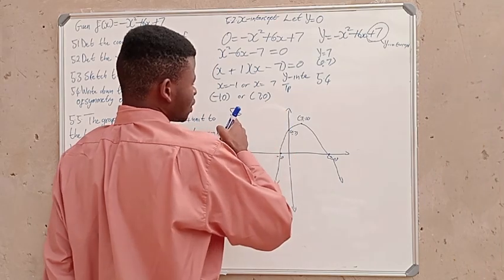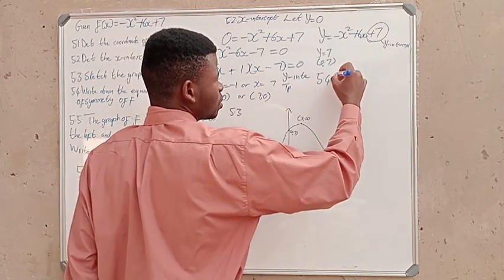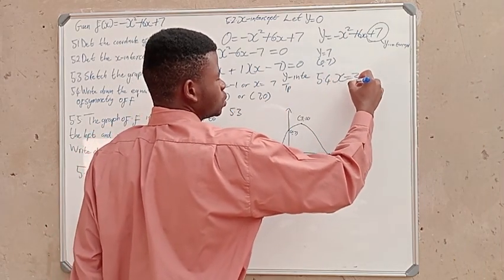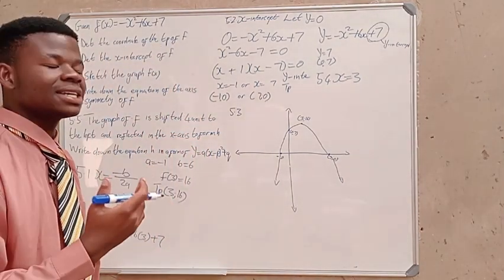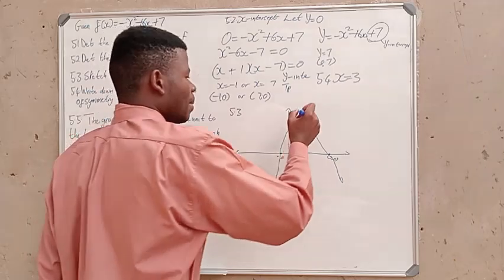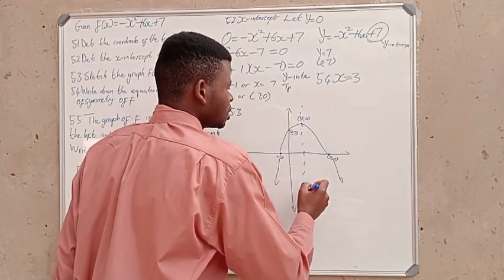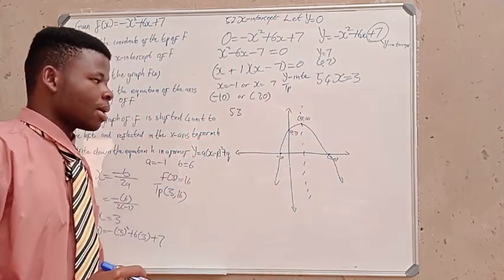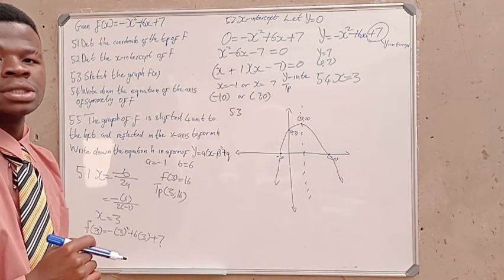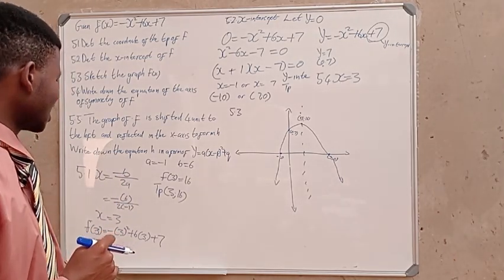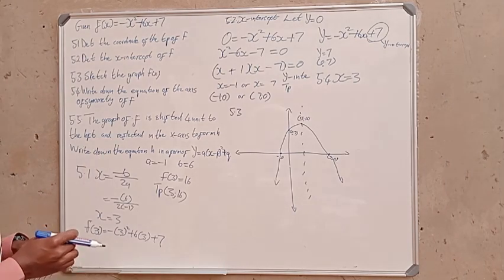So this was 5.3. For 5.4, we are going to say x is equal to 3. So what is the axis of symmetry? It is the line that divides our graph into 2 equal parts. Can you see the 3 divides our graph into 2 equal parts? Okay, and then we go to the last question.